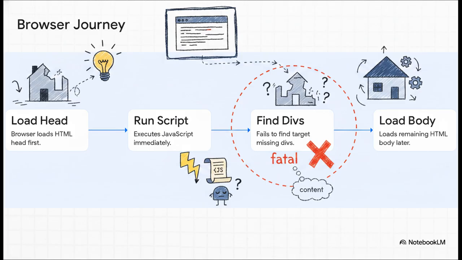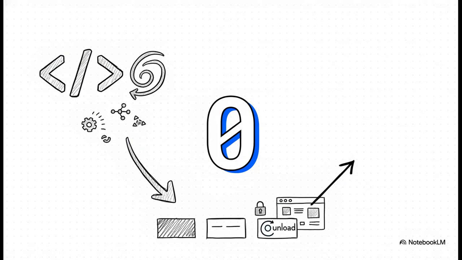But here is the fatal flaw. The browser hasn't even reached step 4 yet. It hasn't loaded the rest of the HTML body. As far as the browser knows, that content div simply does not exist yet. It's basically looking for a house that hasn't even been built. Zero. That is exactly the number of HTML elements available to your script when it fires prematurely from the head.